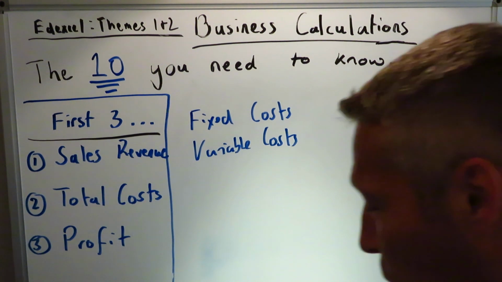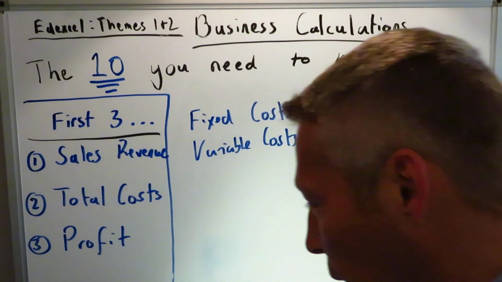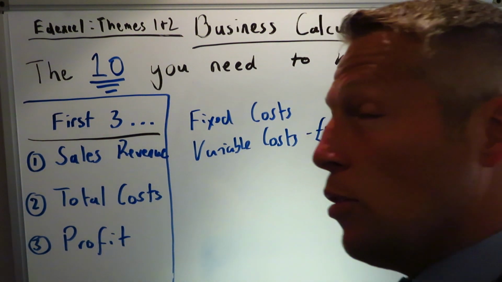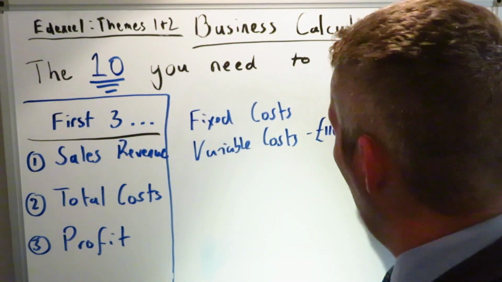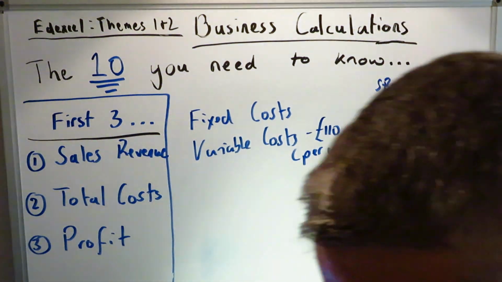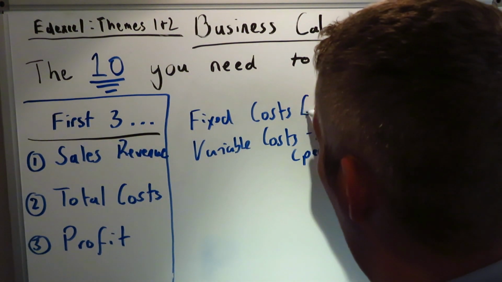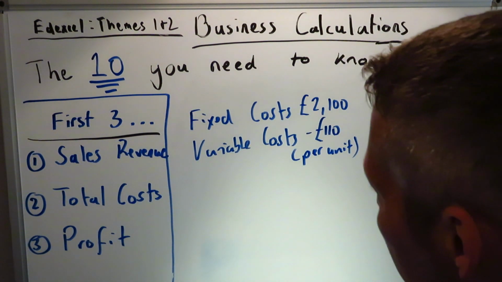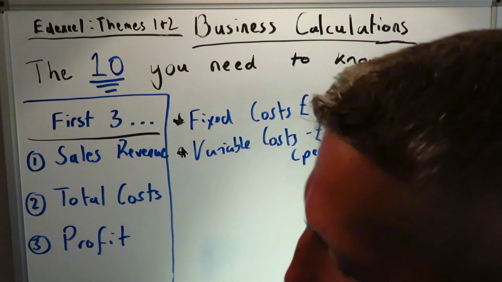Now, for this example, I'm just open up my laptop again. We're going to have a fixed costs of £110. Remember, this is from an example in a past paper. And that is going to be per unit. I'll explain what that means in a second. Your fixed costs are going to be a little bit higher, and this is going to be £2,100. So we've got two costs here. We've got fixed and we've got variable. And what do they mean? What do the difference of these two mean?